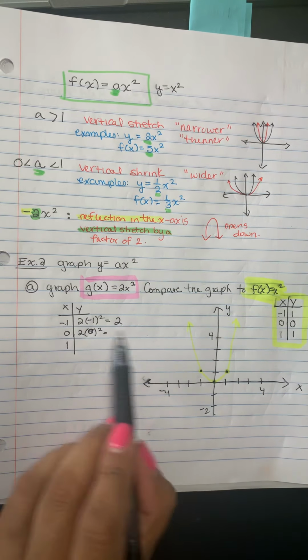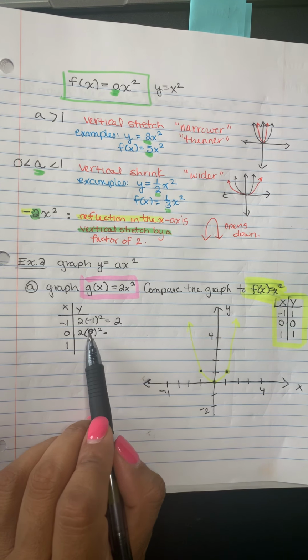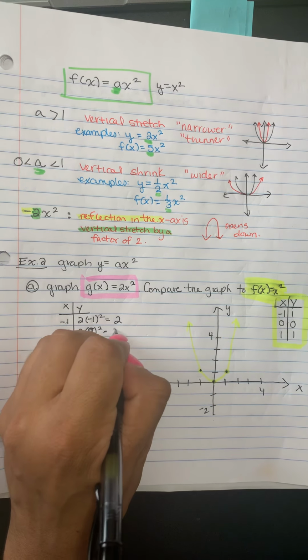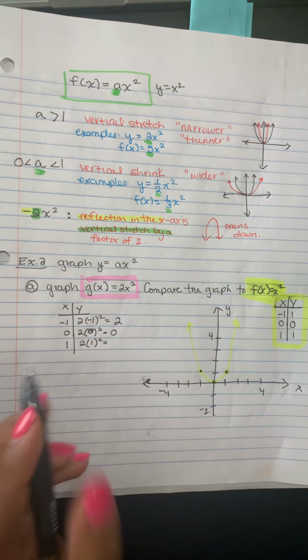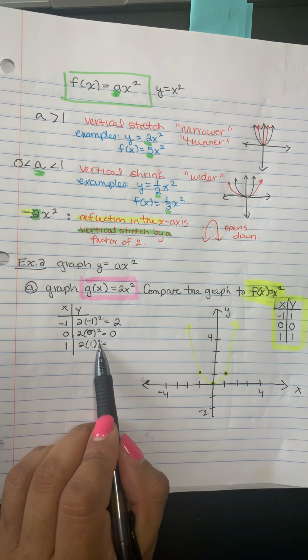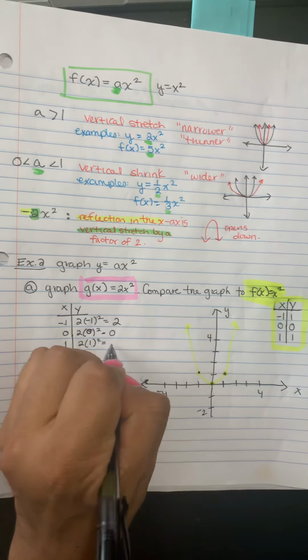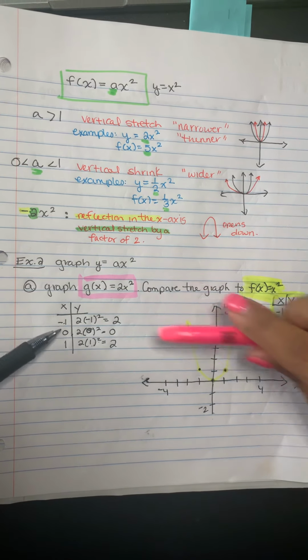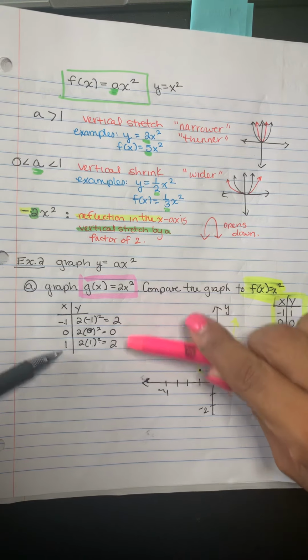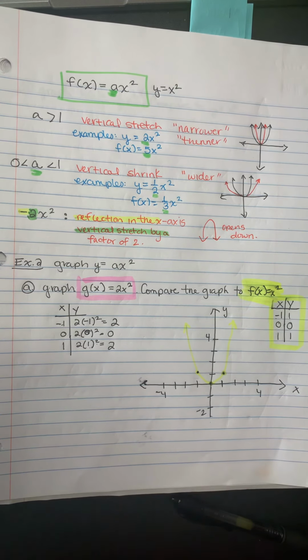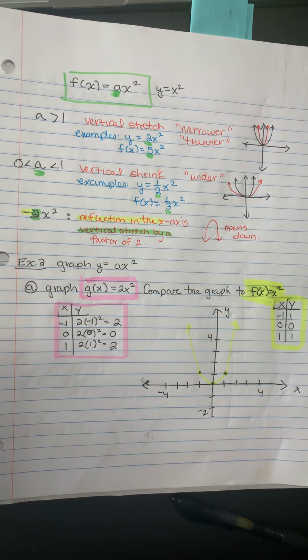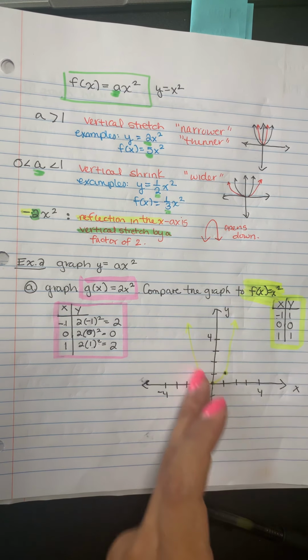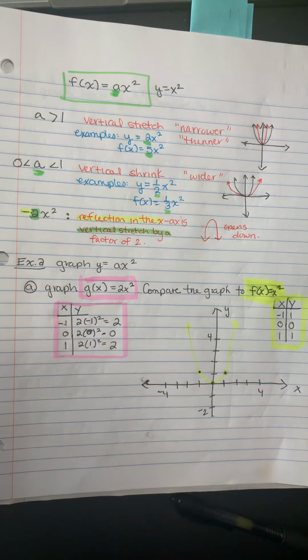I'm thinking in my head, this 0 squared is 0. 0 times 2 is 0. 1 squared is 1. 1 times 2 is 2. So these are the points that I'm going to plot. And this is going to be my g of x. So we have f of x, which is what we're comparing it to, and this is going to be g of x.